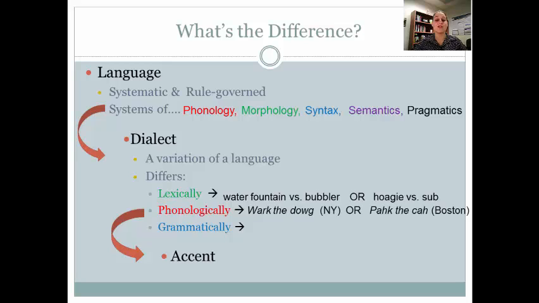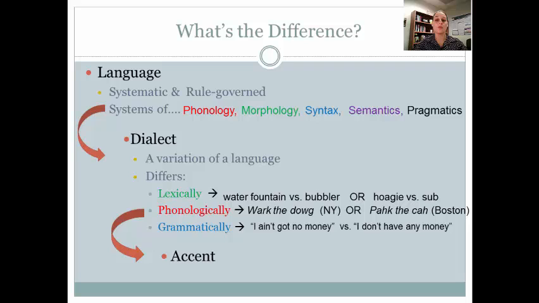Phonologically, in New York, they would say something like walk the dog, right? In Boston, they might say something like pack the car, right? And so there's different phonology to that. In British English, also in South African English, and I think in Jamaican English, they pronounce bathroom differently than they do in America. That's a phonological difference. And then grammatically is talking about morphology and syntax.